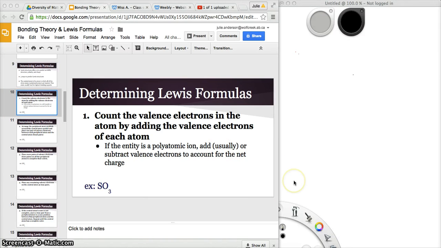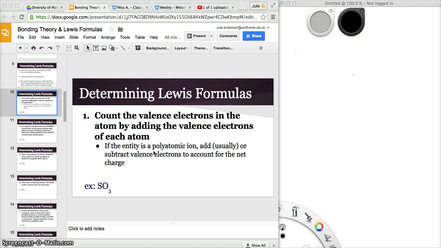All right, if you haven't seen the other video on bonding and determining a basic Lewis formula for an element, or just a basic element on the periodic table, then you should go back and watch that video on my web page.